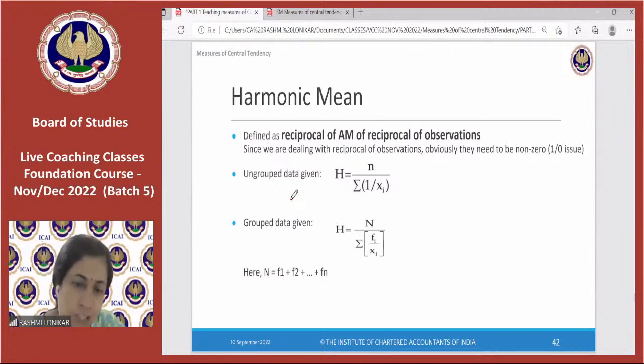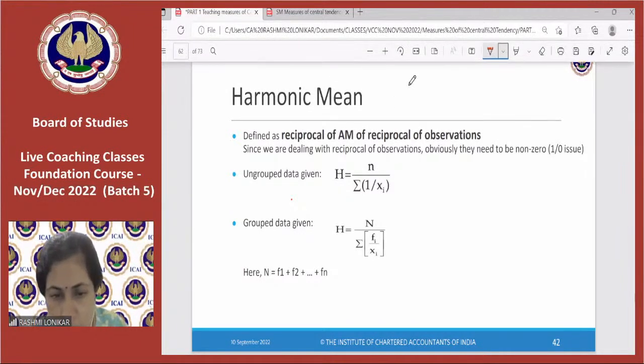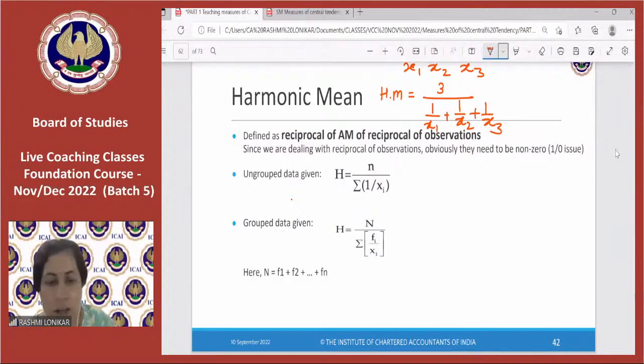Harmonic mean is the reciprocal of the arithmetic mean of the reciprocals of the observations. So I take the observations, I find the reciprocals, and then I find the arithmetic mean of these reciprocals, that is the harmonic mean. So if I have three numbers x1, x2, x3, then harmonic mean will be equal to n upon 1 upon x1 plus 1 upon x2 plus 1 upon x3, where n is 3. This is the way I have to find the harmonic mean.